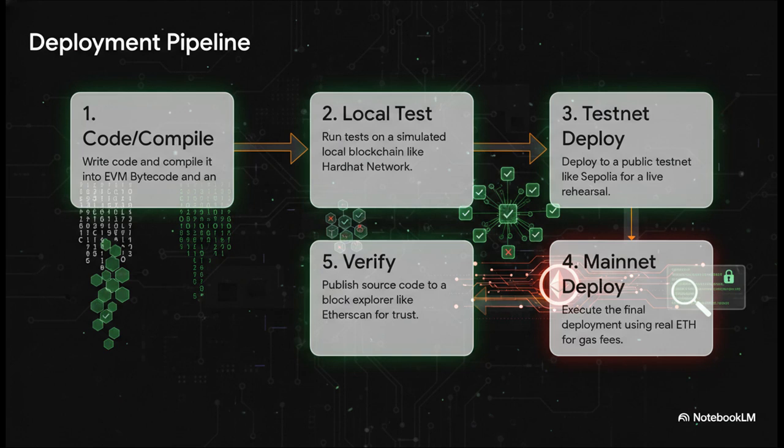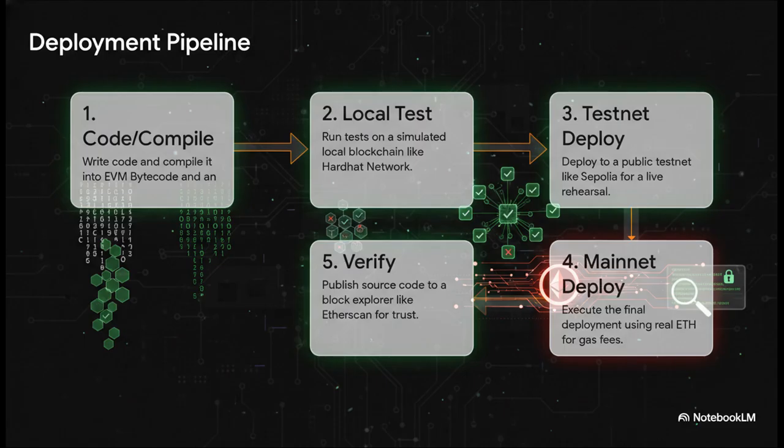Okay, this is where the rubber meets the road. It all starts with writing and compiling your code. You're basically turning it into a language the Ethereum network can actually understand. Next, you put it through the ringer, a whole barrage of tests on your local machine. If it survives that, you do a full dress rehearsal on a public testnet, something like Sepolia. This is your last chance to catch any bugs in a live environment without any real risk.